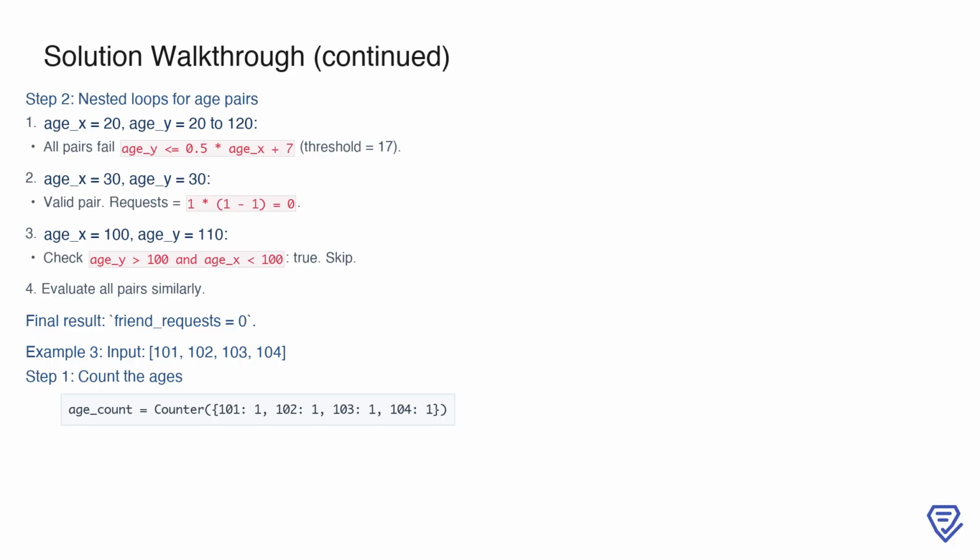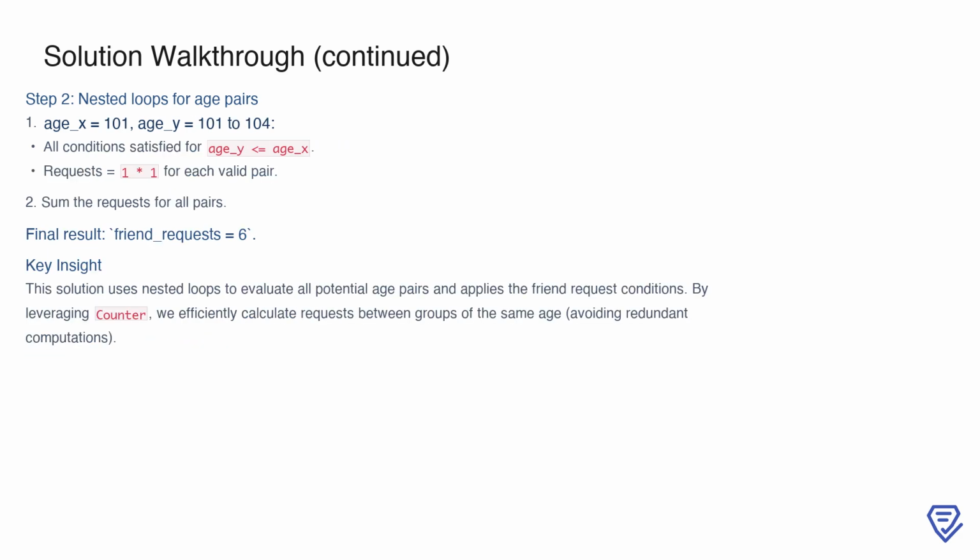For age_x equals 100 and age_y equals 110, the condition age_y > 100 and age_x < 100 is true, so we skip this pair. After evaluating all pairs, the total number of friend requests for this example is 0. In the final example, with the input 101, 102, 103, 104, we count the ages and get age_count equals Counter({101: 1, 102: 1, 103: 1, 104: 1}).